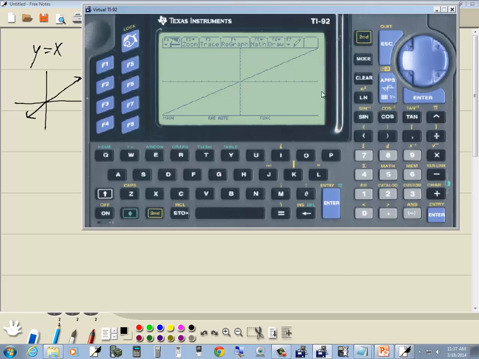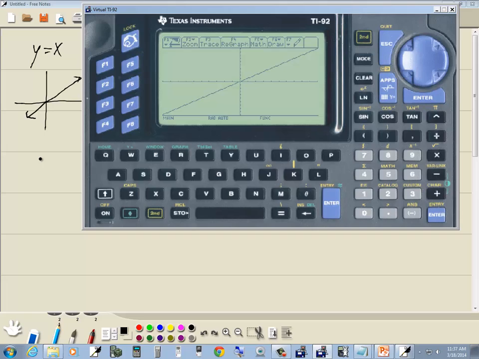Okay, now let's say you don't get that. It looks different for some reason. You see up here it says zoom is F2. If I press F2, it'll pop down with this, and we want to choose the zoom standard. So I'm going to choose 6. Now that'll set your zoom back to your standard viewing window from -10 to +10 on the x-axis, -10 to +10 on the y-axis. That's probably the main thing that'll go wrong on TI-92, besides syntax errors, which we'll talk about a little bit later.